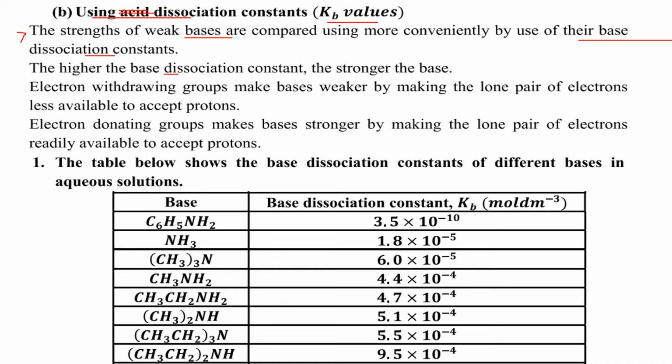The higher the base dissociation constant, the stronger the base. Electron withdrawing groups, or groups that have a negative inductive effect, are going to make our bases weaker by making the lone pairs of electrons on those particular atoms that determine basicity less available to accept protons. Electron donating groups, or groups that have a positive inductive effect, make our bases stronger by making their lone pair of electrons readily available to accept protons.